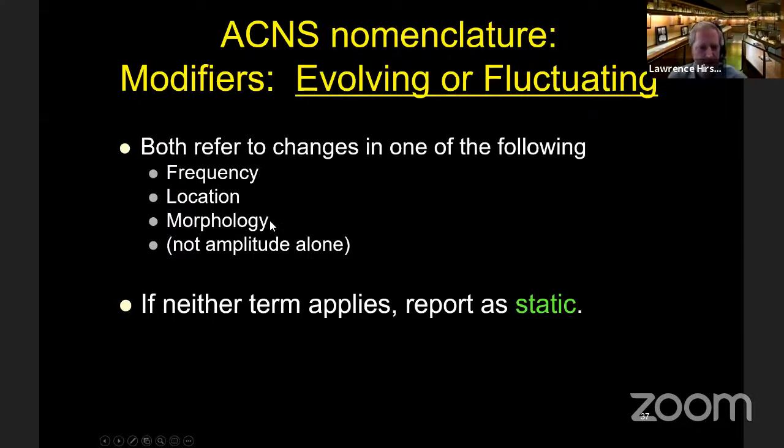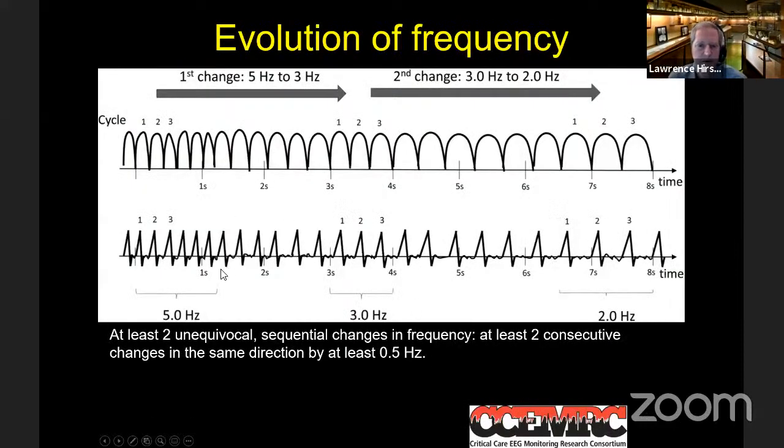They apply to frequency, location, and morphology, not amplitude alone. So just evolving amplitude does not qualify. You have to have one of these other things. As far as evolution of frequency, for example, you have to have at least 2 unequivocal sequential changes in frequency, each one by at least 0.5 hertz. Evolution was never really defined prior to the last version of the ACNS criteria, and it's not that easy to define. It's almost impossible to define evolution in morphology.